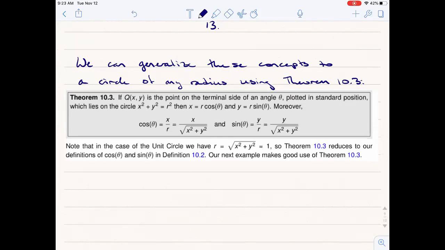So now this is going to feel familiar, right? Because we're just going beyond the unit circle to any radius. So if Q is a point on the terminal side of an angle theta, plotted in standard position, which lies on the circle x squared plus y squared equals r squared, then x is going to be r times cos theta and y is going to be r times sine theta.